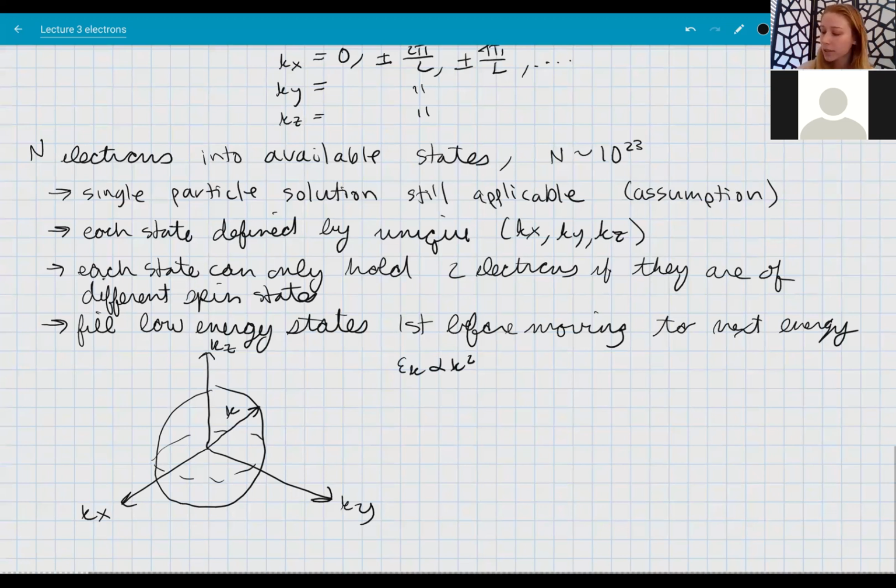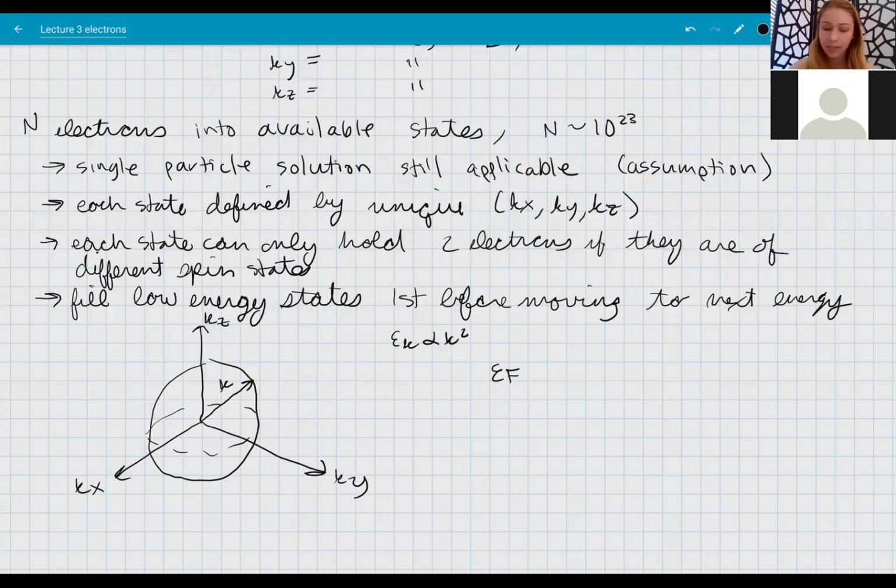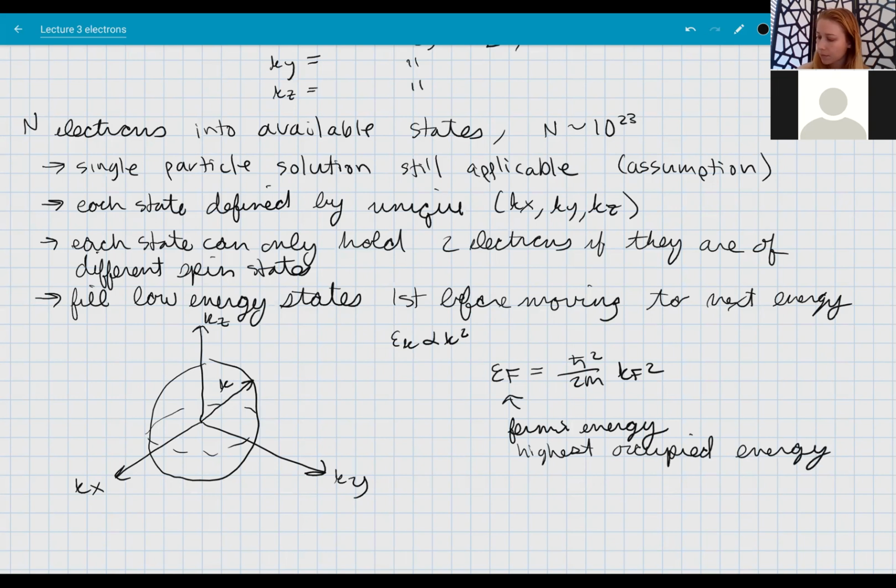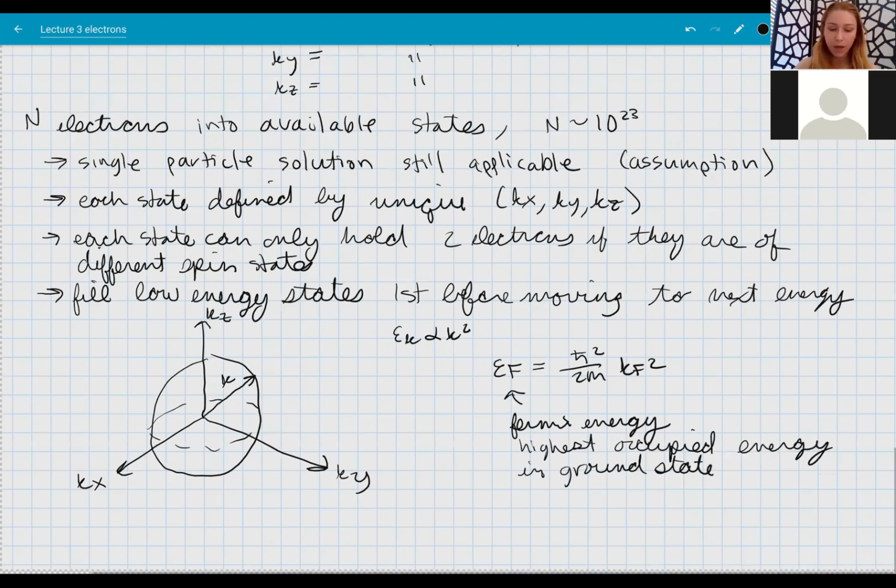And when we have used up all our electrons, we fill to energy called the Fermi energy. And the Fermi energy is equal to h bar squared divided by 2m times the Fermi momentum squared. So the subscript F always stands for Fermi in the context of solid state physics. And let me just label this the Fermi energy. All right, so the Fermi energy is the highest occupied energy level in the ground state. All right, so now we're going to calculate what the Fermi energy actually is in terms of materials parameters. Okay, so let's do this.